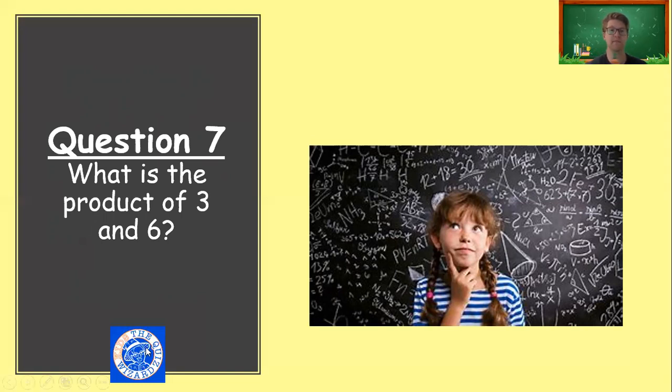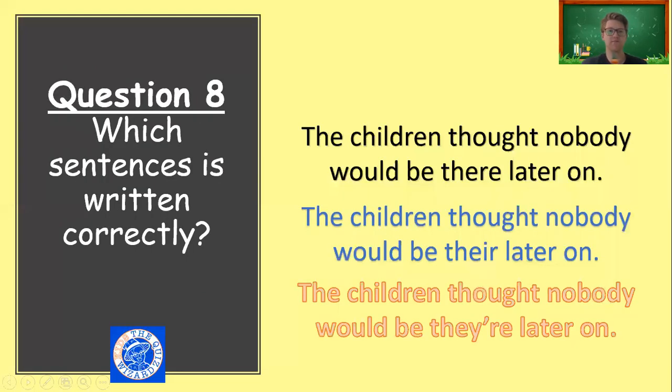Question 8. Which sentence is written correctly? This is about there, and there again. The black one: the children thought nobody would be there later on. The blue one: the children thought nobody would be there later on. And the orange one: the children thought nobody would be there later on. Which one is written correctly? The black one, the blue one, or the orange one?